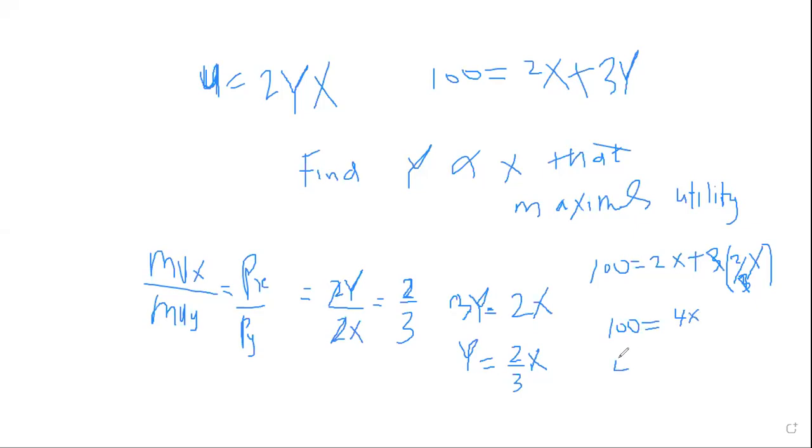Right? So therefore x will be equal to 100 over 4. So x is 25. So you get x as 25. So now let's find y. Once I know x, I can find y. So y is equal to 2 over 3 times x.